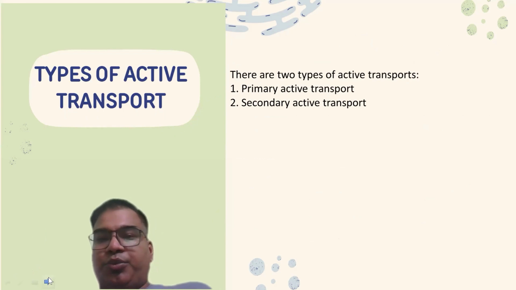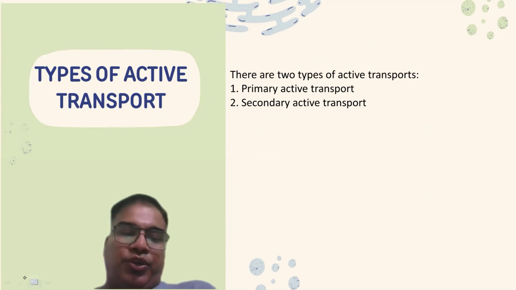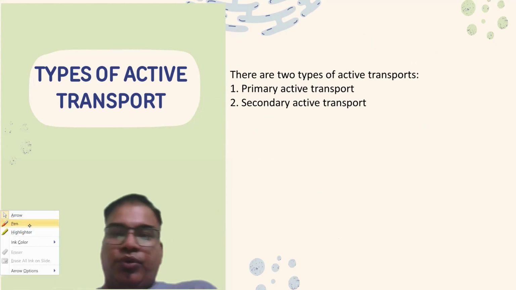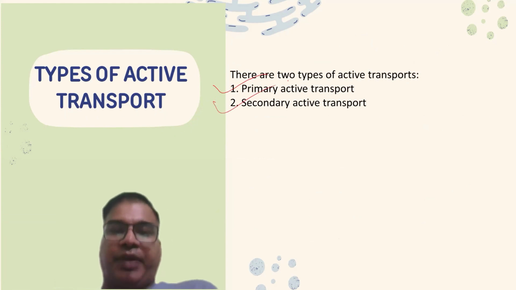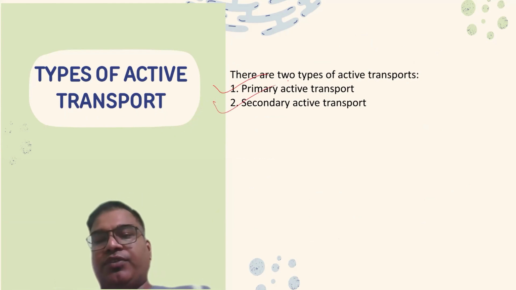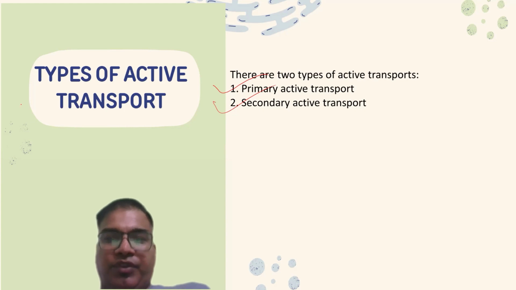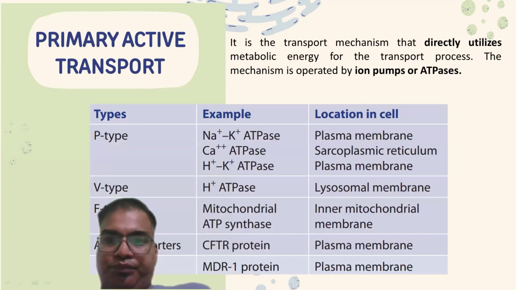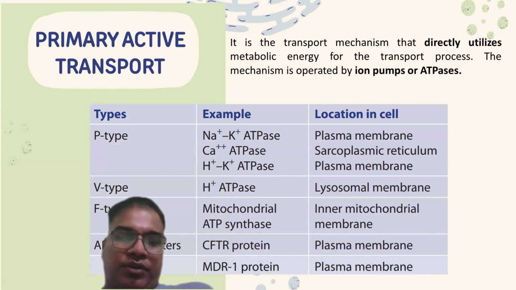So active transport basically could be divided into two types. The first one is the primary active transport, and the second one is the secondary active transport. Now we are going to discuss the basic differences between these two terms. Now come to the primary active transport.